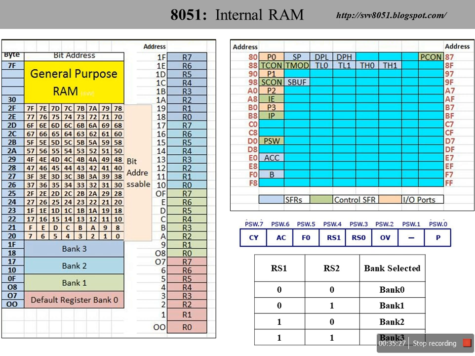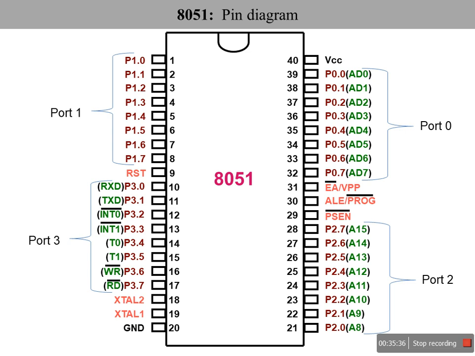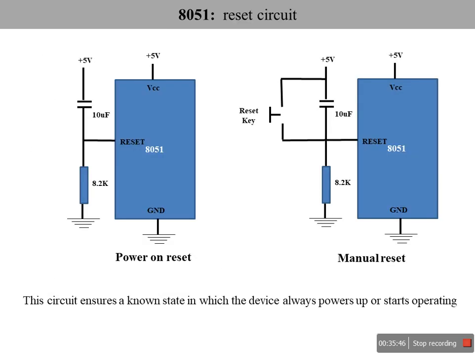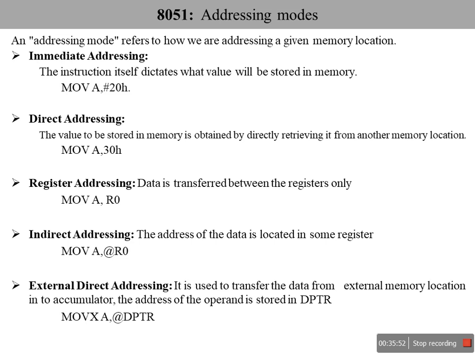If you want to switch between the registers of a different bank, then we have to make use of the RS0 and RS1 bits of PSW. These are the SFRs, the pin diagram of 8051. Except port 1, all the ports have dual functionality, and these are the pin descriptions. This is a reset circuit, and these are the reset values. Yeah, these are the addressing modes.